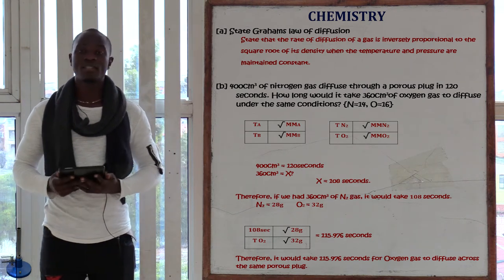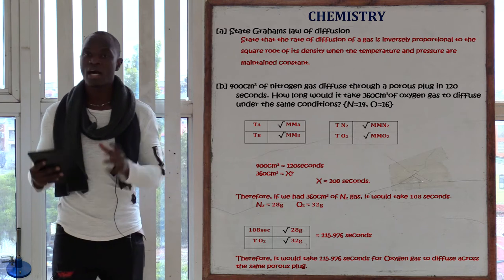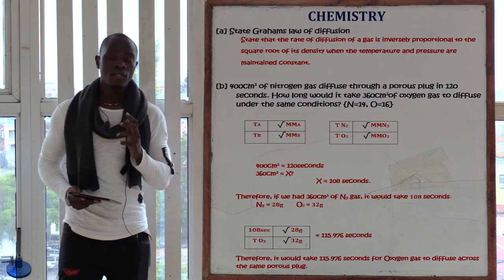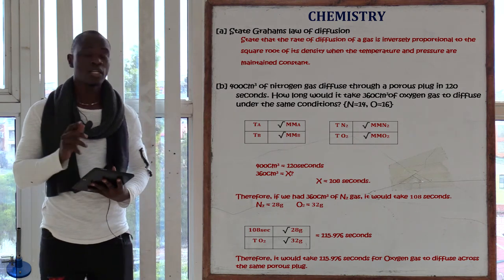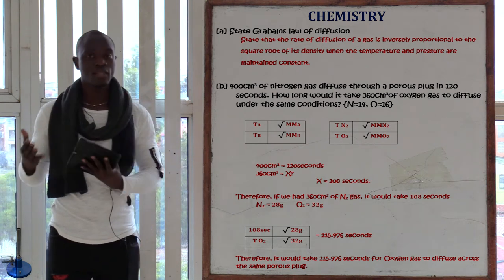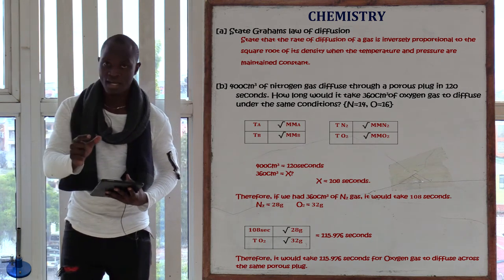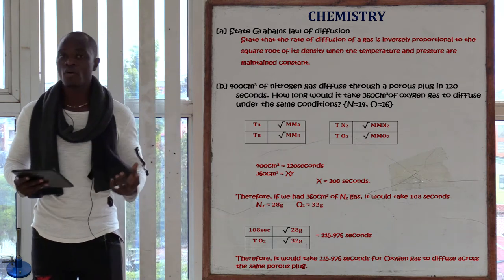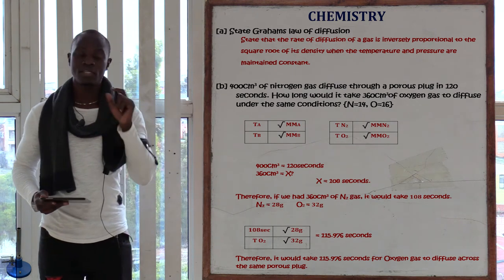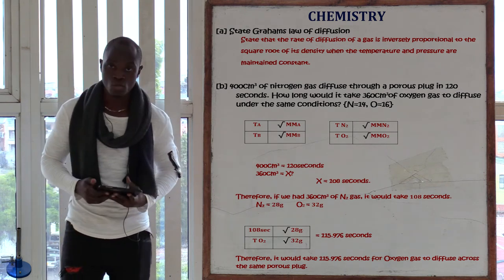So here, first of all, what you must take note of is that we have nitrogen gas having its own mass and oxygen gas having its own mass. The mass of nitrogen gas is 28 grams. Nitrogen gas means that we have two nitrogen atoms. One nitrogen atom is 14 grams, the other nitrogen atom is 14 grams. If you add these two, you get the total mass of nitrogen gas as 28 grams. Oxygen, on the other hand, is a denser gas, which is heavier than nitrogen. One oxygen atom is 16 grams, the other one is 16 grams. Therefore, the mass of oxygen gas is 32 grams.